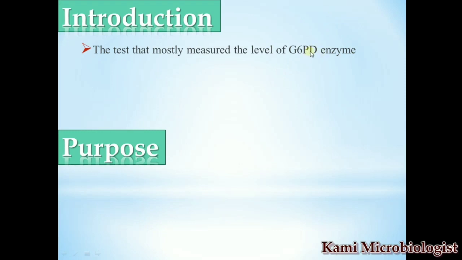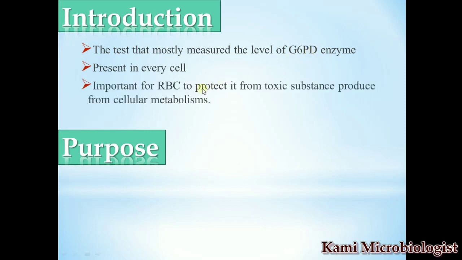Now what is G6PD? It is an enzyme that is present in every cell, but mostly it is present in the RBC, and it is really important for the RBC. Why? Because in the RBC it protects the RBC from toxic substances, and these toxic substances are mostly produced by the cells at the stage when the cells are performing the metabolism process.